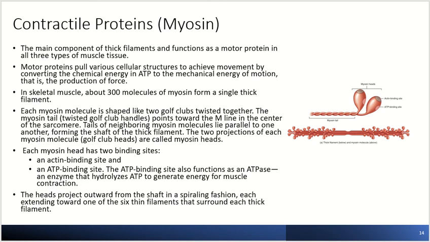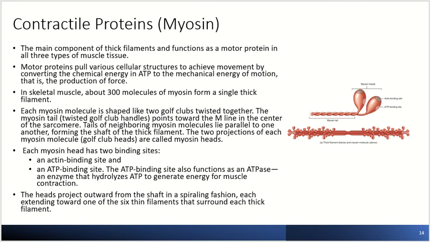So starting with our contractile proteins, we've got two contractile proteins, myosin and actin. And these are going to make up the thick and thin filaments. Myosin is going to be the main component of the thick filament, and it's going to function as a motor protein in all three types of muscle tissue. Motor proteins are going to pull on various cellular structures, and this is going to allow them to achieve movement by converting chemical energy in ATP to mechanical energy of motion. And this is going to be how we produce force.